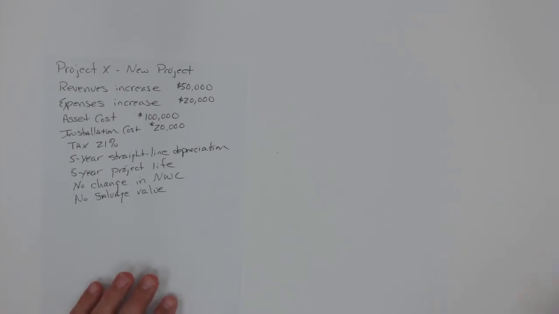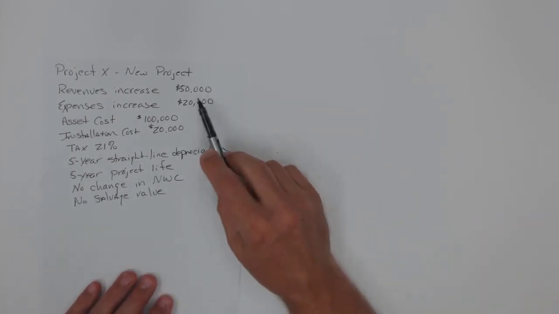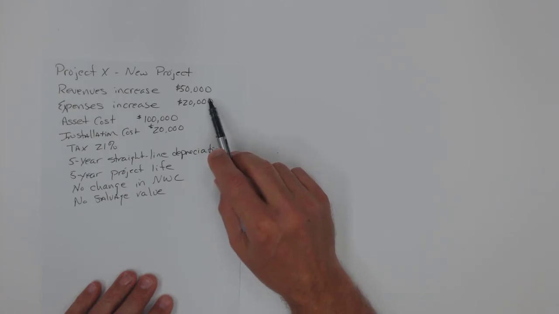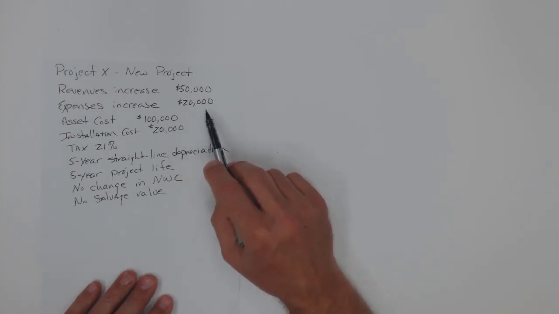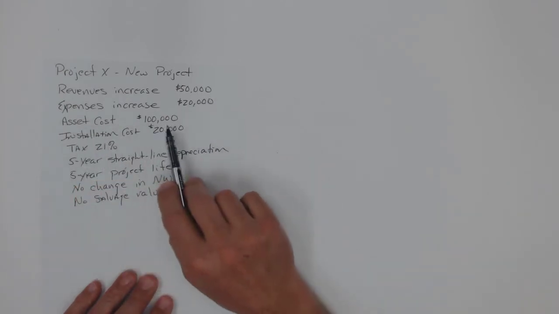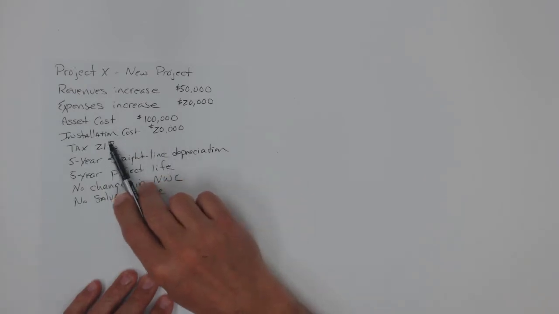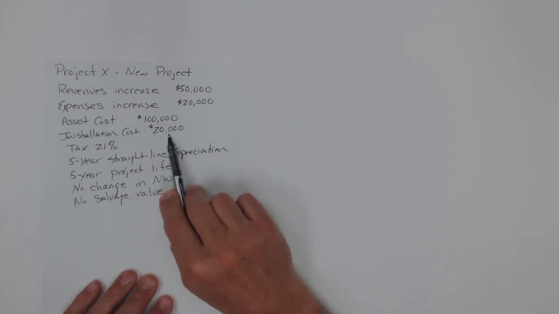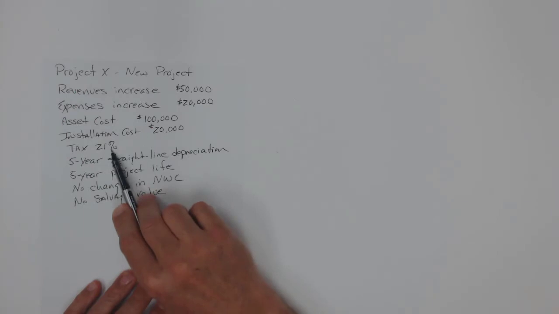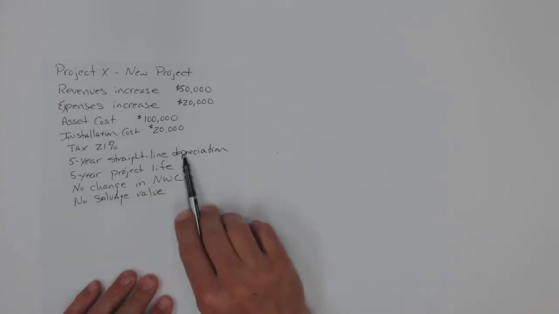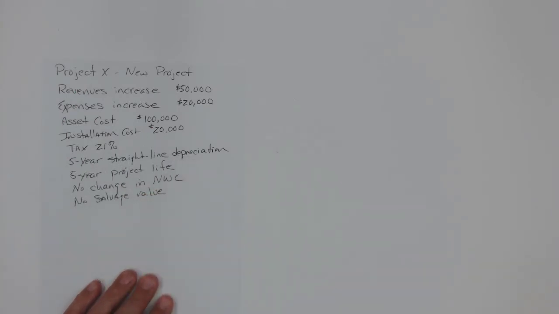Project X, it's a new project. If we take this on, revenues will increase by 50,000, expenses will increase by 20,000. The asset will cost us 100,000. The installation cost is 20,000. The tax is 21%. We're going to use 5-year straight line depreciation, which we will work with in more detail.